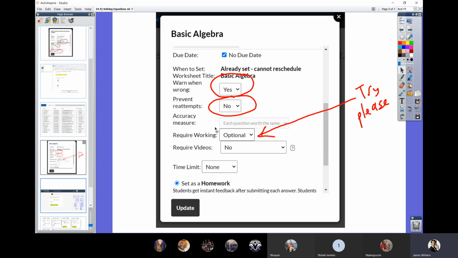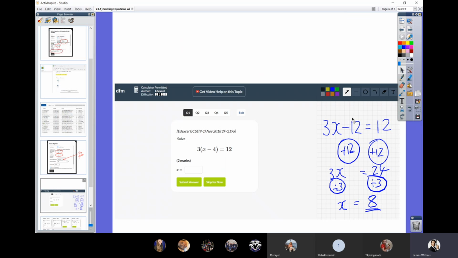Now, I've ticked the optional workings again today because I'm really keen that we try and utilize this little whiteboard on the side. I've made today's exercise deliberately quite straightforward, quite simple algebra comparatively, because I want you all, please, to just try and give this bit a go over here.